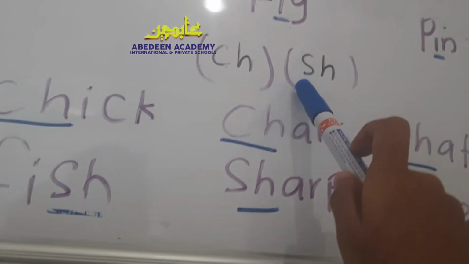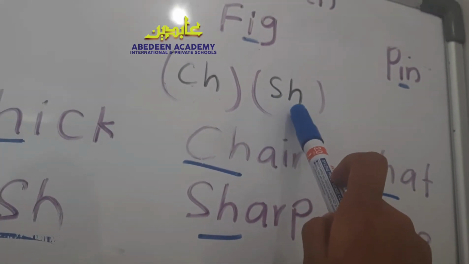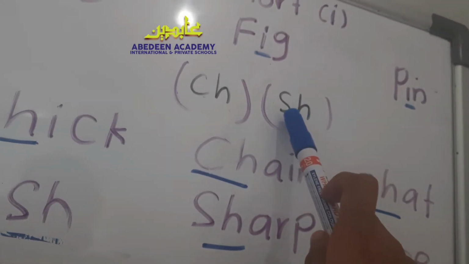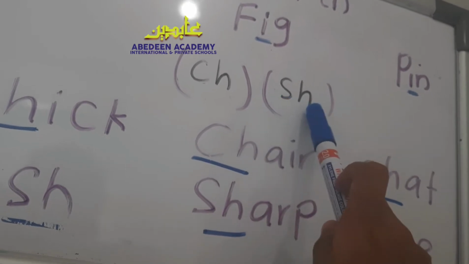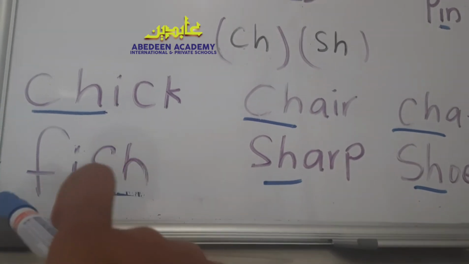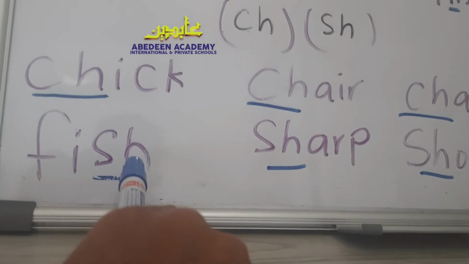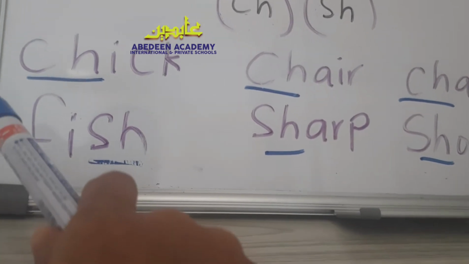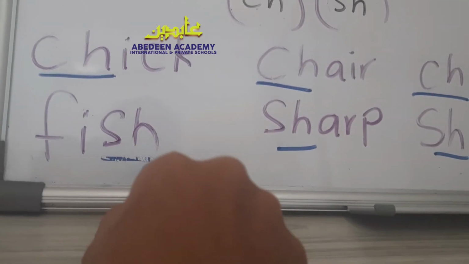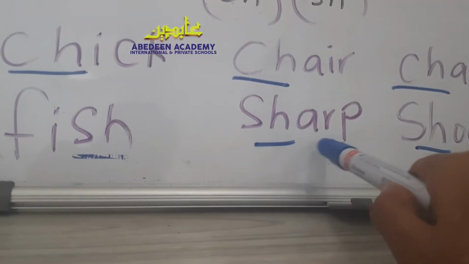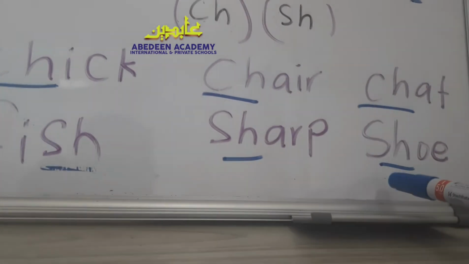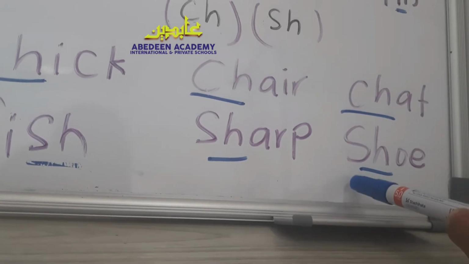We also have these letters, SH. Sometimes they also come together, SH. When they come together, how can we read? Sh, very good. Sh, sh, sh. Let's try here. We have here S and H, right? Fish. We don't say s-h, right? They are together, so we call them sh. Fish, very good. This one, sharp, sharp, sharp. Very good. Last one. Shoe.